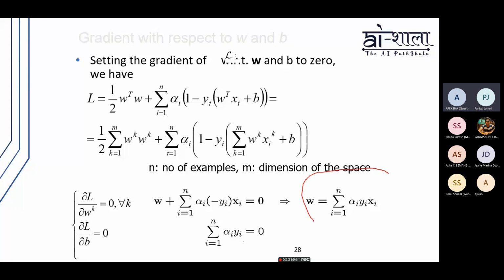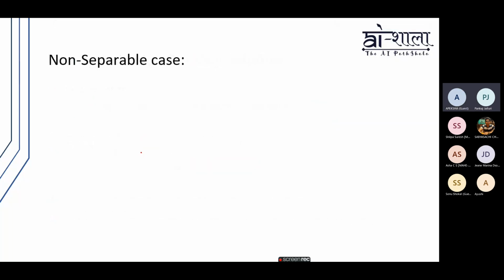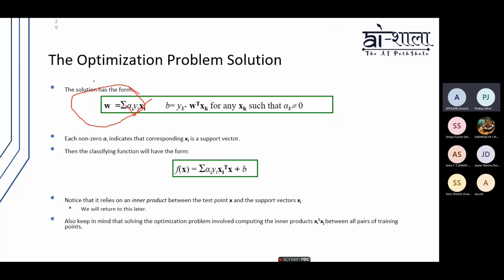So this is our final equation when we apply Lagrangian to this, and after solving it, this is our main function. This is the solution for the optimization problem that we have seen right now. Whenever someone asks you what is the solution, this is the final solution. This is how values of W are calculated, and this is how B is calculated.